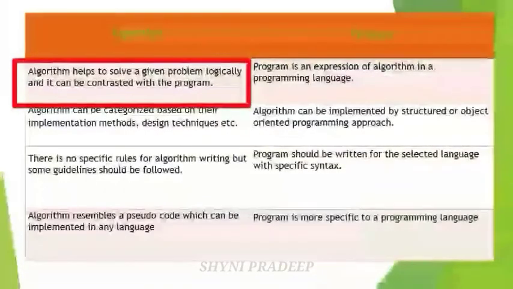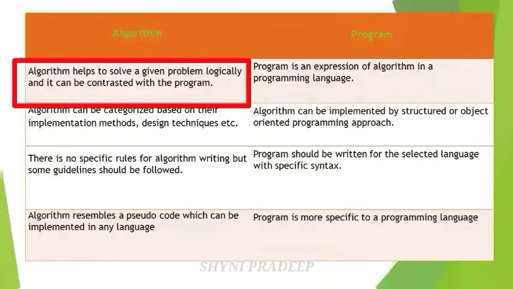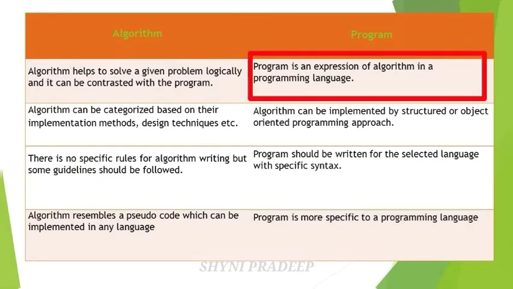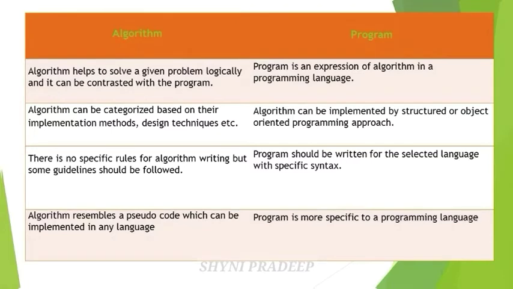Next, let us see the difference between algorithm and program. The algorithm helps to solve a given problem logically, and it can be contrasted with the program. What does it mean? The algorithm solves the problem in a logical way, in a logical approach, whereas the program is an expression of the algorithm. The program is the expression of an algorithm in a programming language.